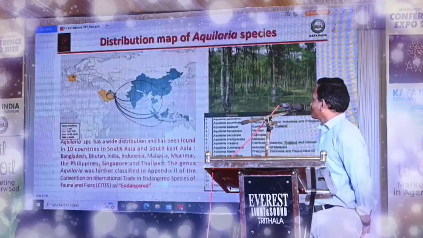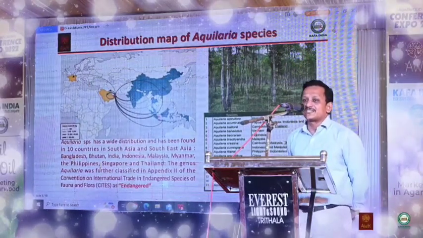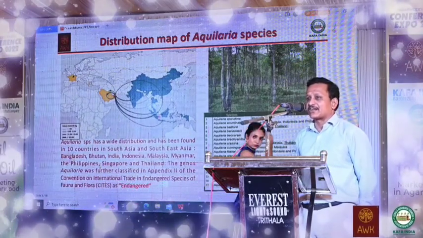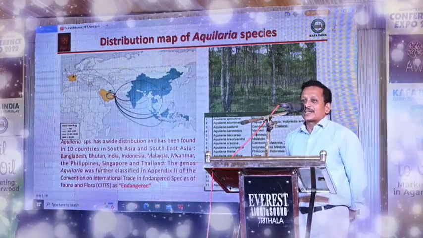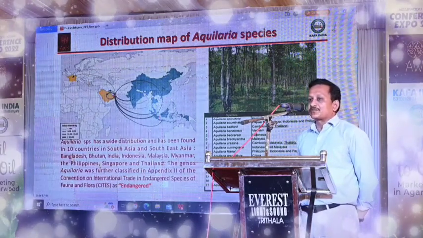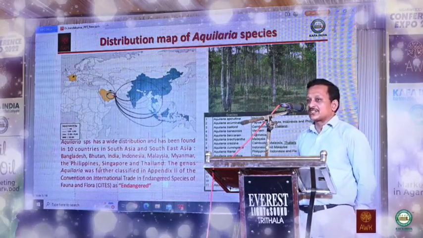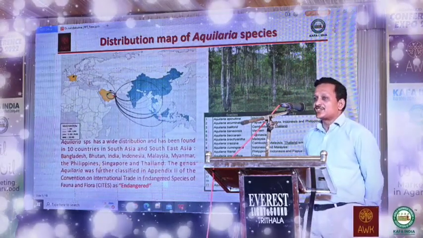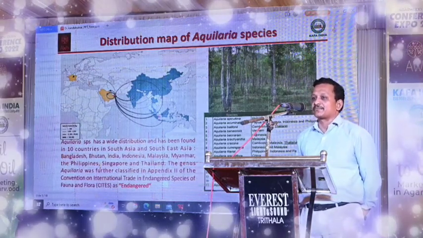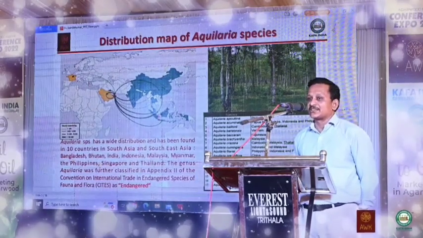Agarwood comes from the Aquilaria genus. There are many varieties available, around 23 recorded botanically. However, in the agarwood farm, we grow Aquilaria malaccensis, Aquilaria crassna, and sinensis. Geographically, crassna is distributed in Thailand, and in Malaysia and Indonesia, malaccensis grows wild.